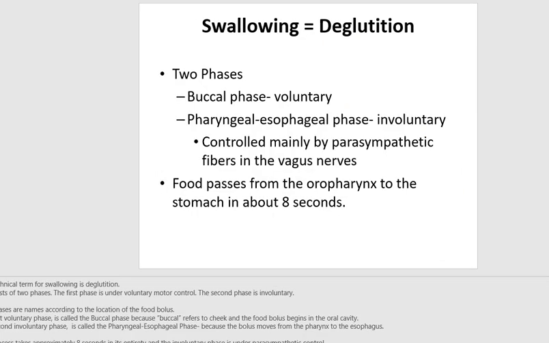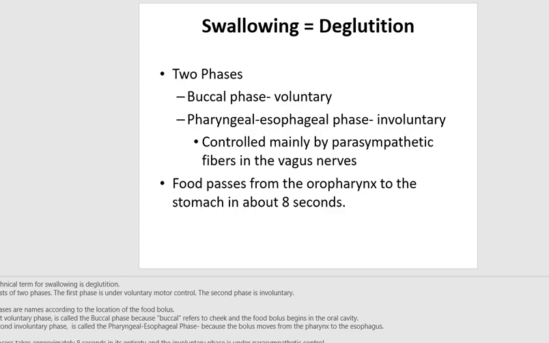So let's talk about swallowing in a little bit more detail. There are two phases. The technical term for swallowing again is deglutition. The first phase is called the buccal phase, and it's under voluntary motor control. The second phase has a terrible name. It's called the pharyngeal esophageal phase, and that's involuntary, controlled mainly by the parasympathetic neurons in the vagus nerve.